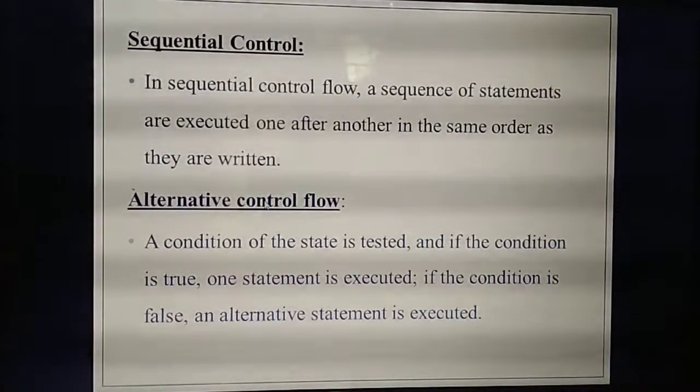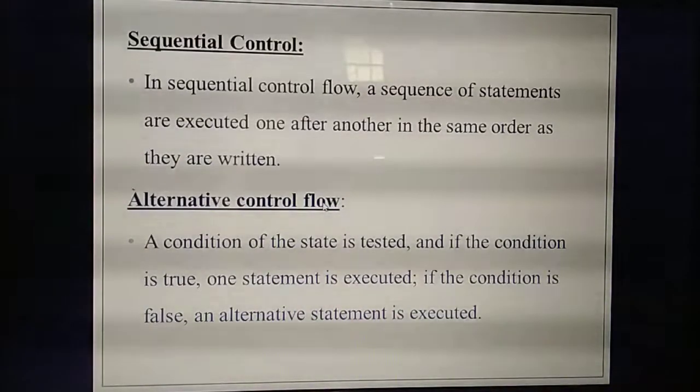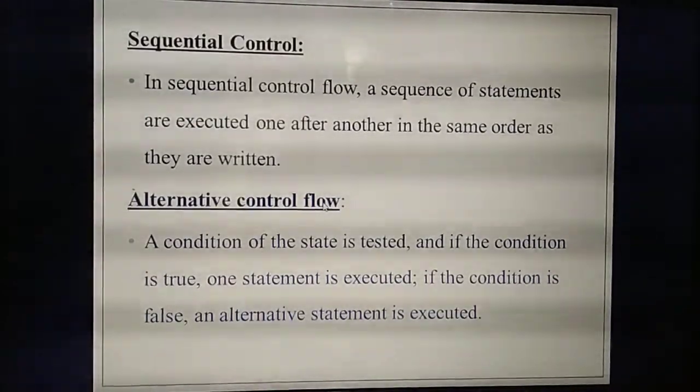Now read this line. This sentence is very, very important. Alternative control: the condition is tested based on the state. If the condition is true, the true statement is executed. Otherwise, if the condition is false, the alternative next statement is executed.